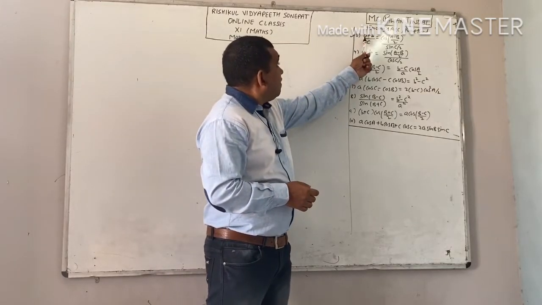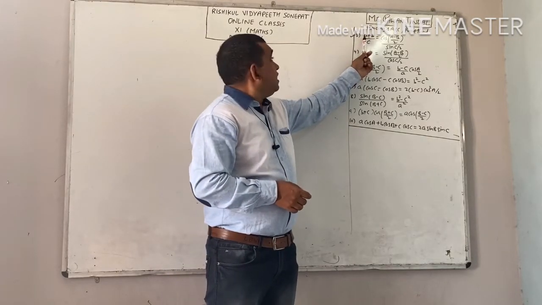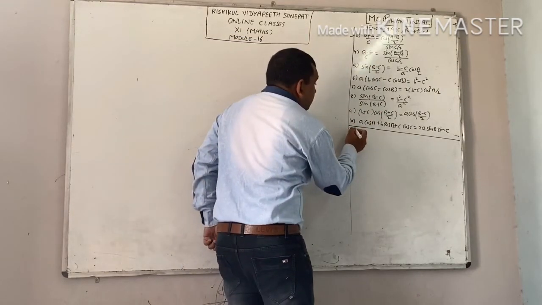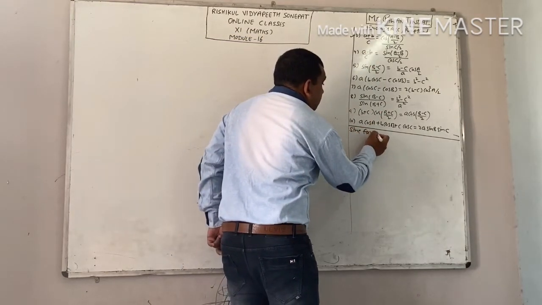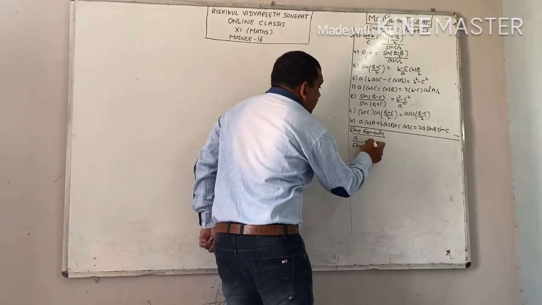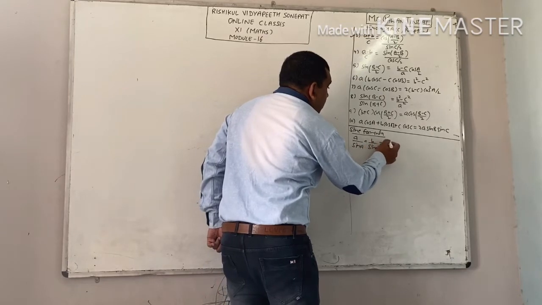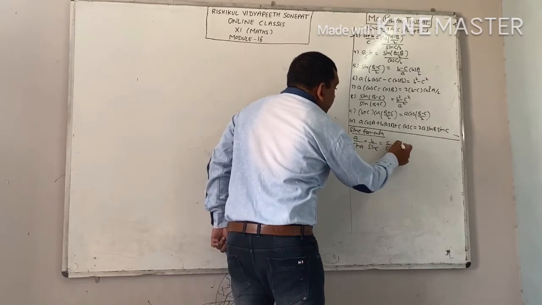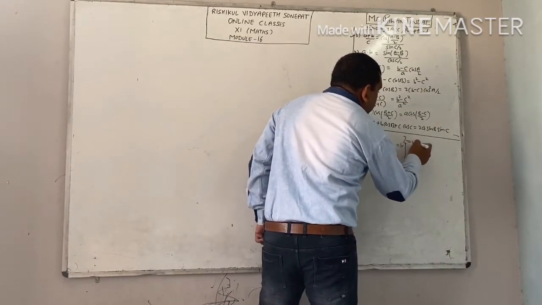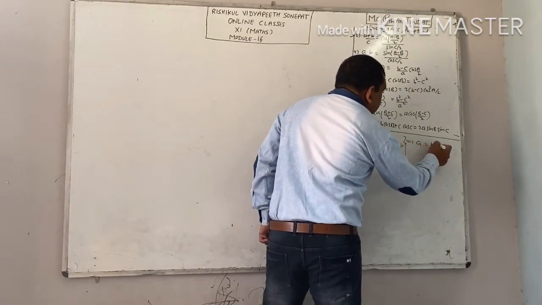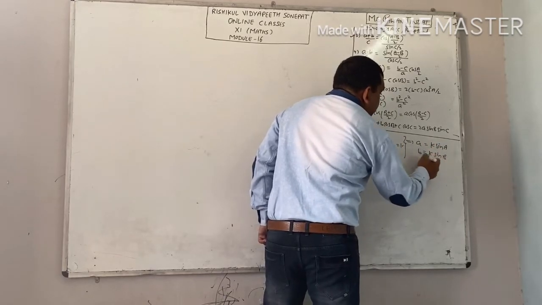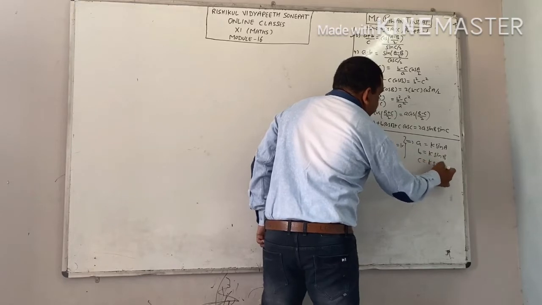Now, from the sine formula, we can easily write down the value of small a, b and c. Sine formula you know very well. The sine formula is a upon sine a equal to b upon sine b equal to c upon sine c. Let it be equal to k. From here, you can easily write down a equal to k sine a, b equal to k sine b, and c equal to k sine c.